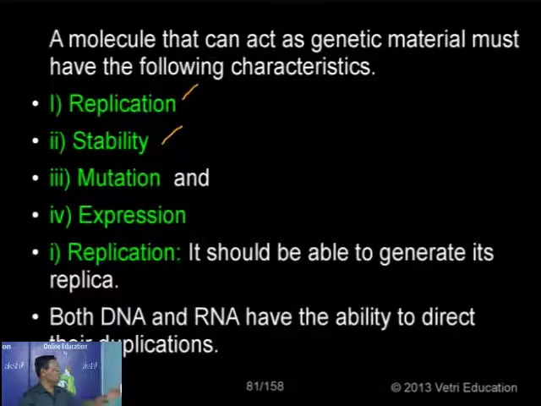Now let's take what is called replication. A genetic material should have the ability of producing its own copy or replica by a process called replication. This replication process is exhibited both by DNA and RNA. It is common to both DNA and RNA. They have the ability of replicating their own DNA or RNA copies. So that phenomenon is called replication, and it is exhibited by RNA and DNA. Now stability.